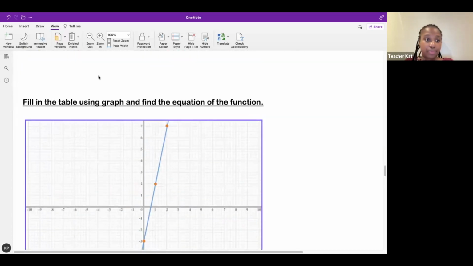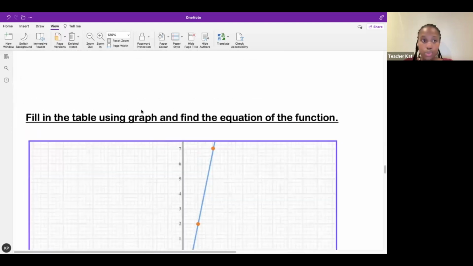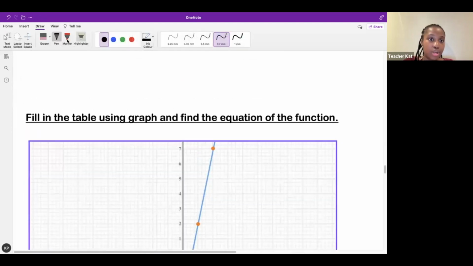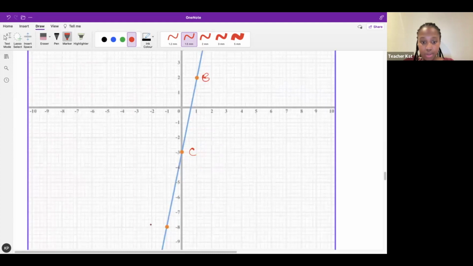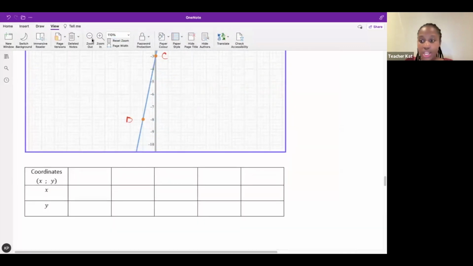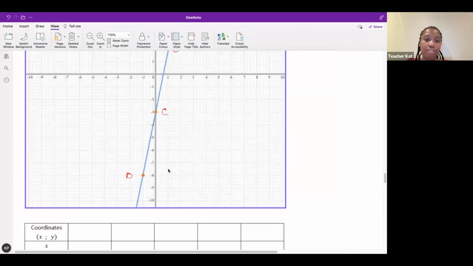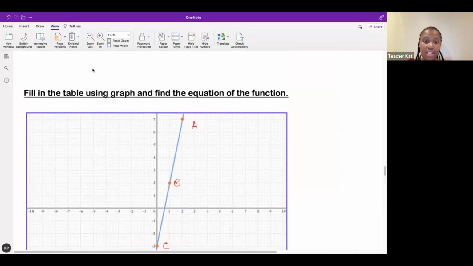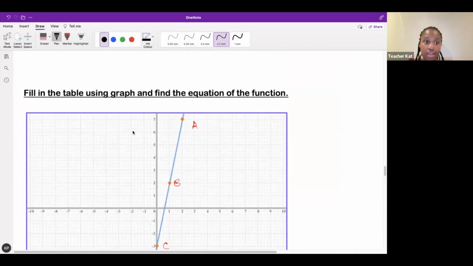All right. So now I need to zoom in over here. I'm going to name these coordinates so that we know what everyone is talking about: A, B, C, and D. Now, I have a table over here that we need to fill in using the graph. And then they asked us to find the equation. So we're actually using 3 types of representations now. We're using a graph, a table, and an equation.